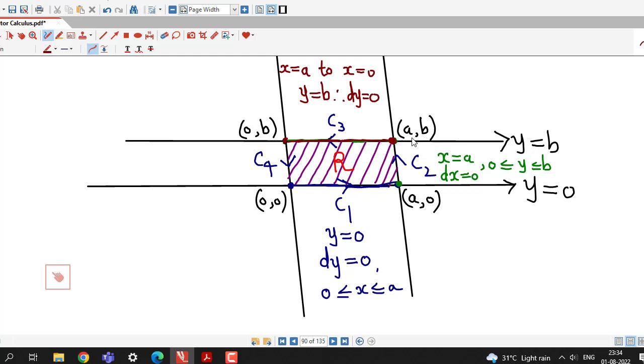At this point value of x is a, at this point value of x is 0, and finally C4 is on y-axis. So on C4 x is 0, therefore dx is 0, and we are moving in this direction. At this point y is b, at this point y is 0. So y is from y equal to b to y equal to 0.